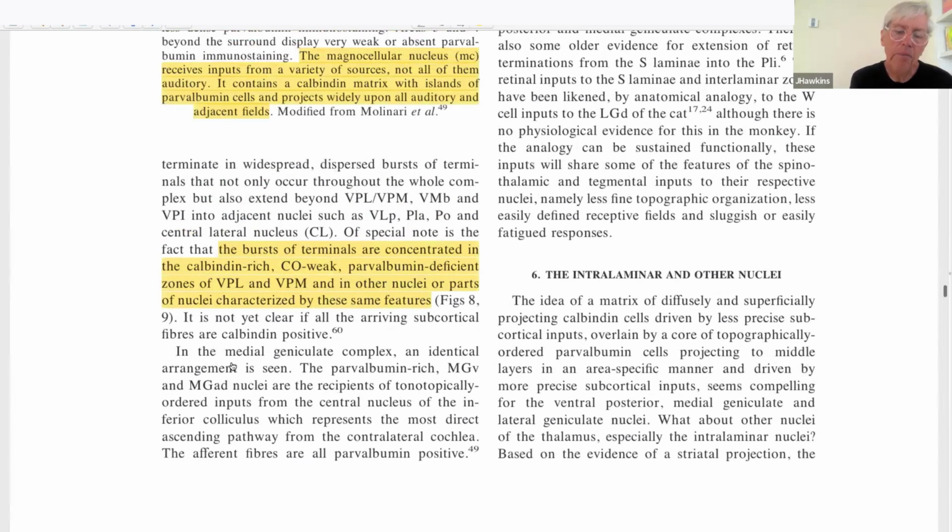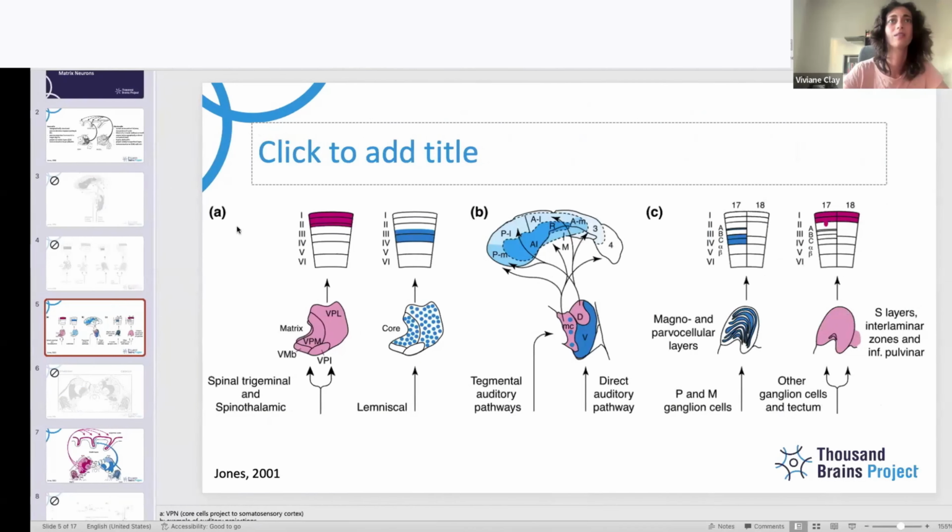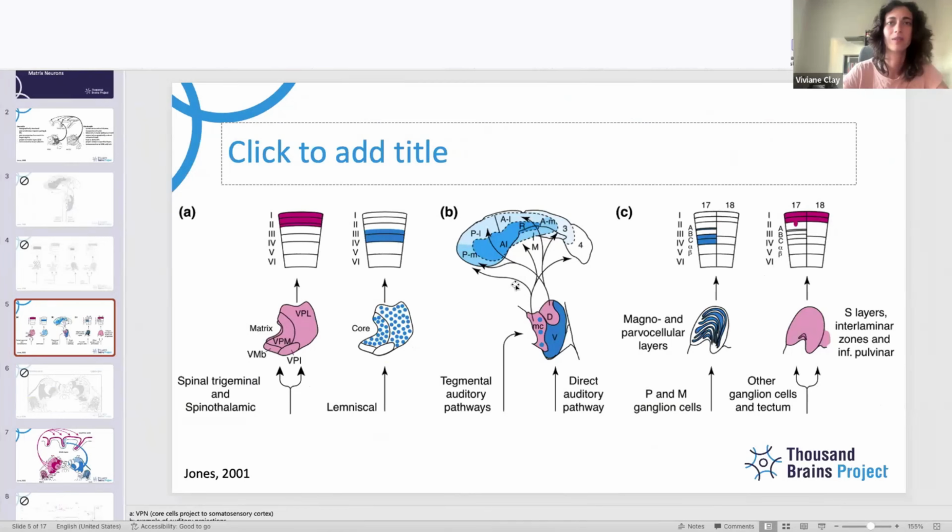Right, the key thing was for this matrix cell theory to be correct, we had to see a projection from the cortex back to the matrix cells. Yeah, I'll get to that in a second. So this subcortical input to the matrix cells, I don't know what to make of that. I have a nicer diagram about that in a moment, but just to briefly go to the other modalities.